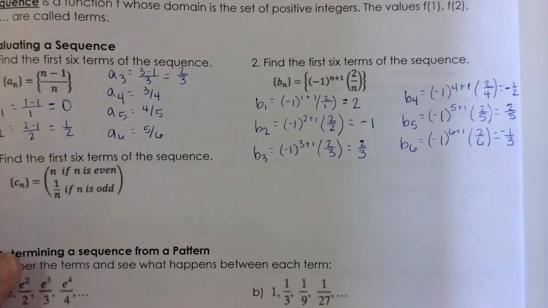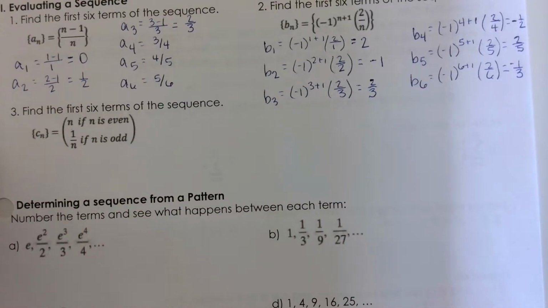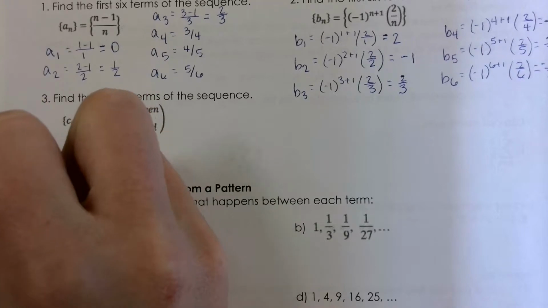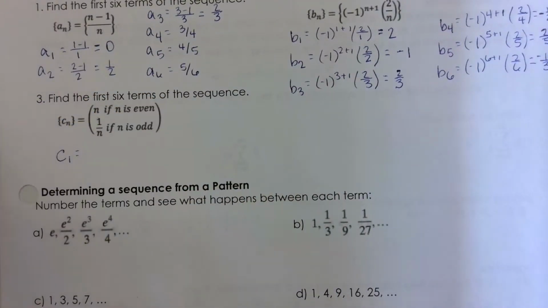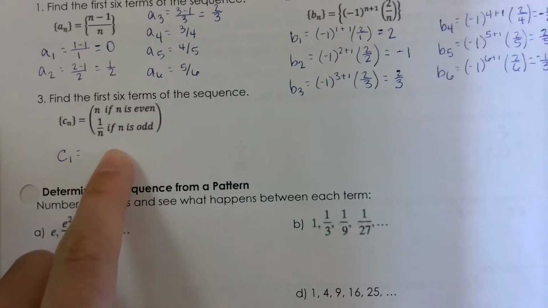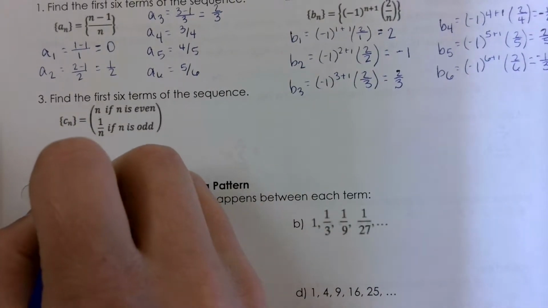Alrighty. So for the next one, we're finding your first 6 terms. Again, your rule is a little bit different this time. It's going to be n if it's even, and 1 over n if it's odd. So if we're finding our first term, c sub 1, is that even or odd? Odd, so it's going to be 1 over 1, which is just 1.